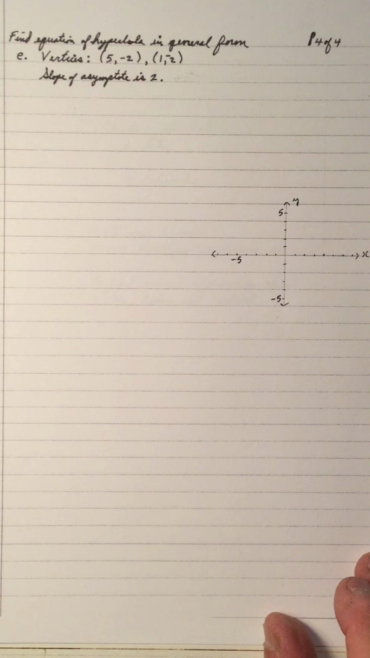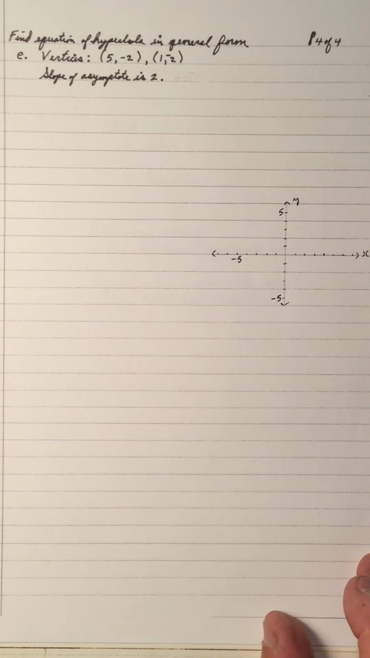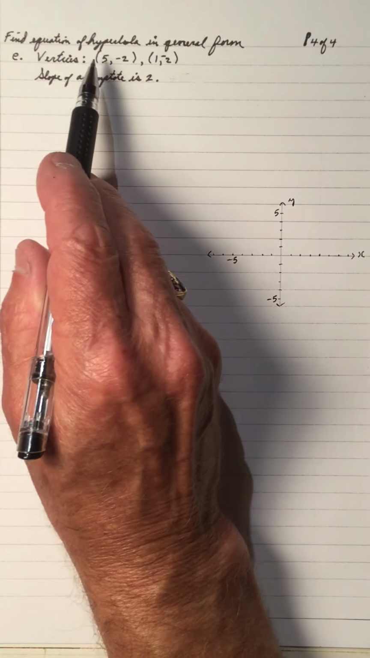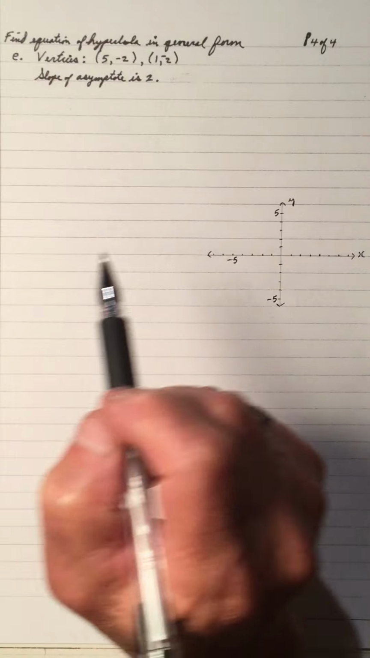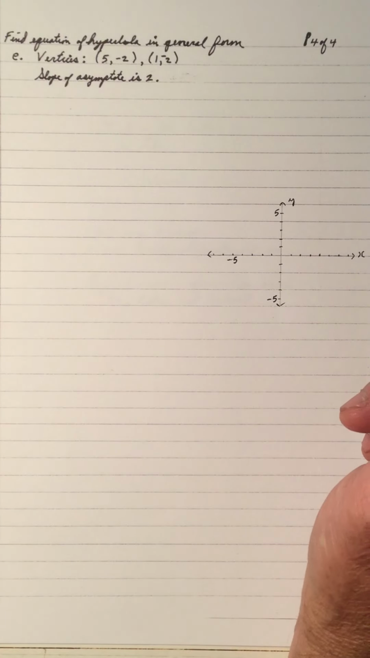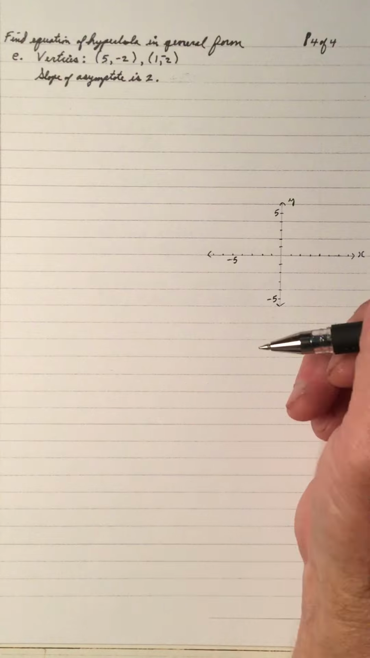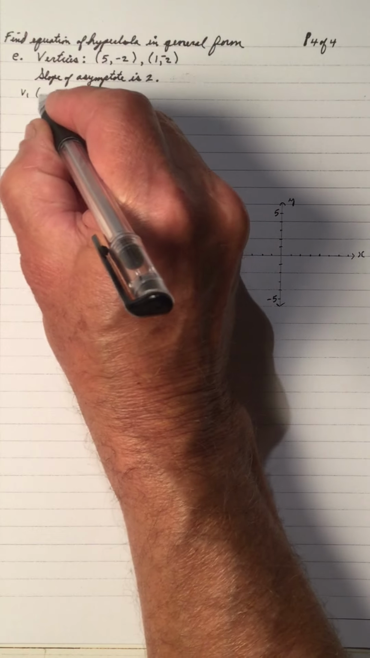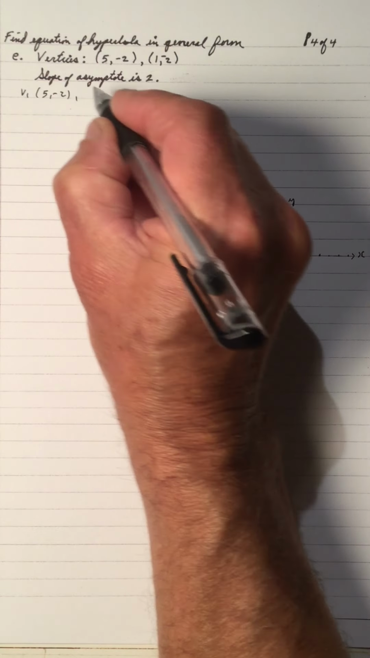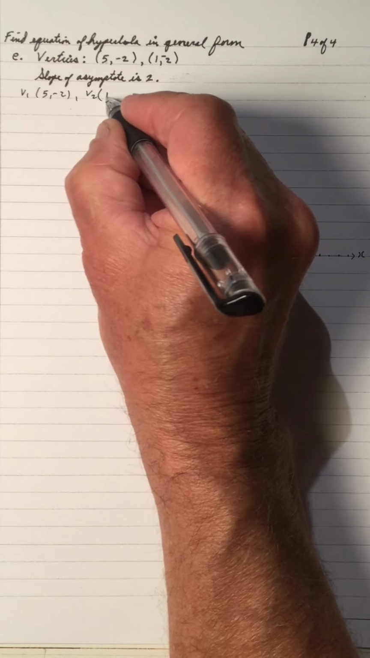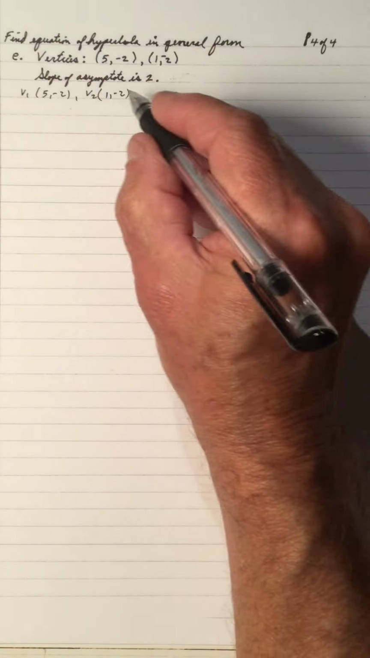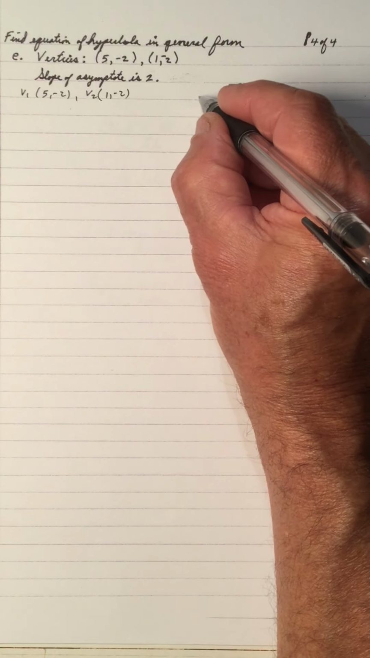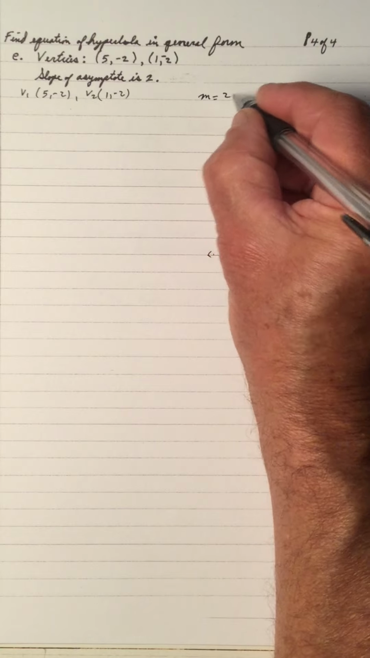Now I have a different question here, just to do a little bit of extra work. It says find the equation of the hyperbola in general form. So for the general form, we need to put it in transformational form first. Well, we have two vertices. Vertex 1 is 5, negative 2. Vertex 2 is 1, negative 2. And notice we have the slope of the asymptote, which is 2.